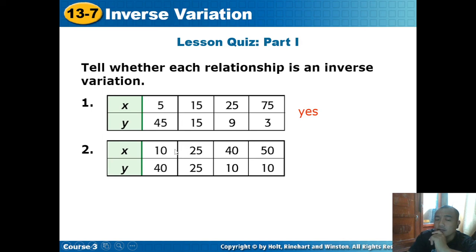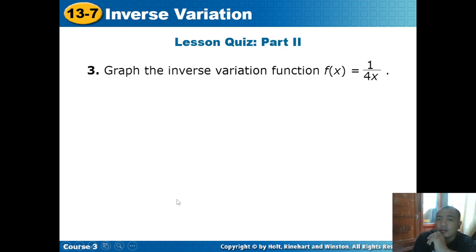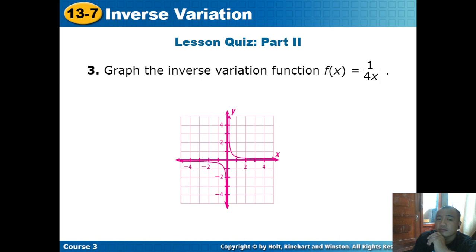How about here? No, I think no, because when we multiply x and y, the constants of variation are not the same. Let us graph y equals 1 over 4x. Okay, that's the graph.